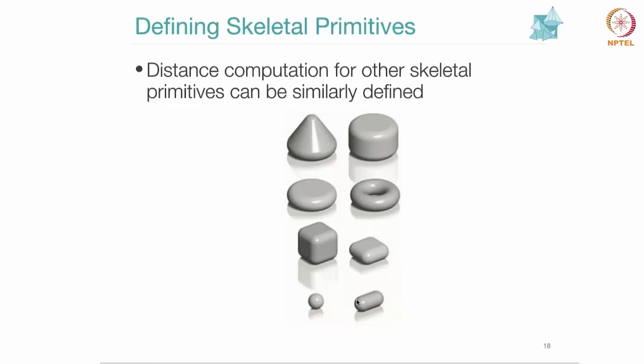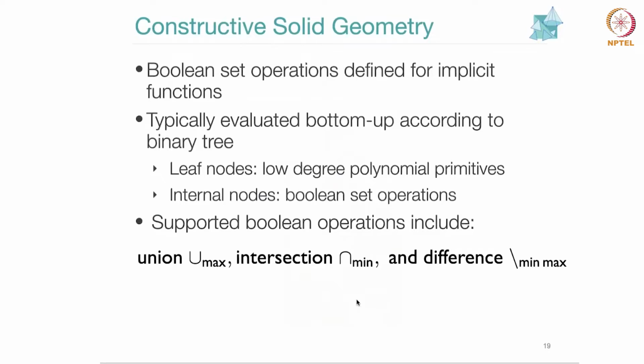Okay, right? So these are some of the well-known skeleton primitives. So that was one way. So using skeleton, you can define these implicit surfaces.